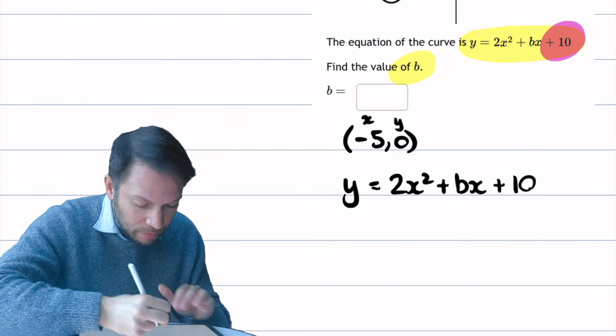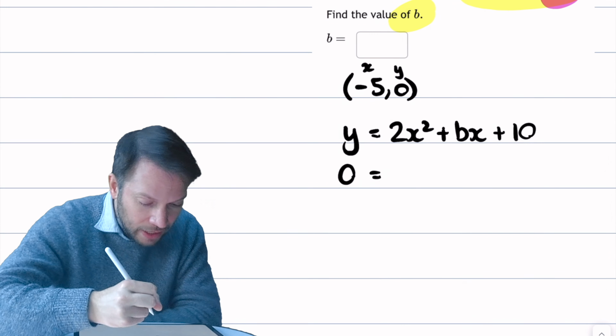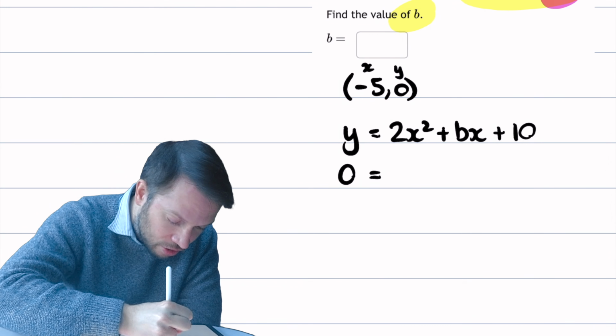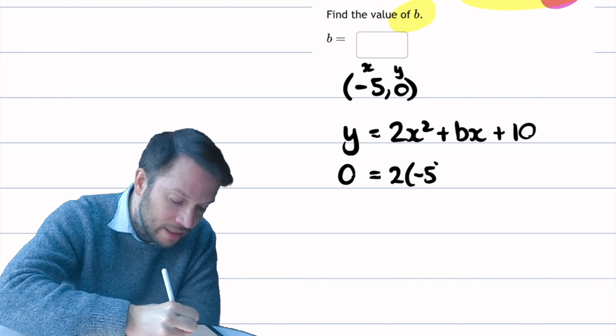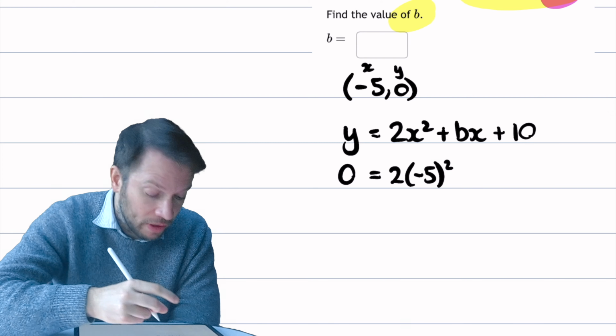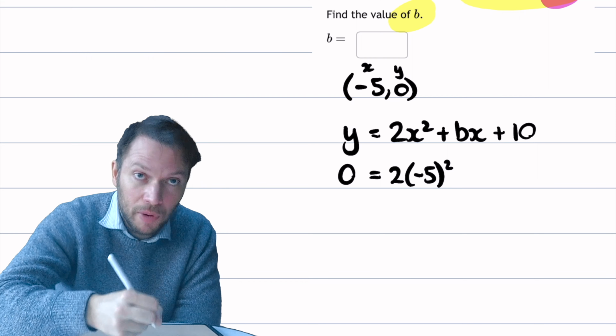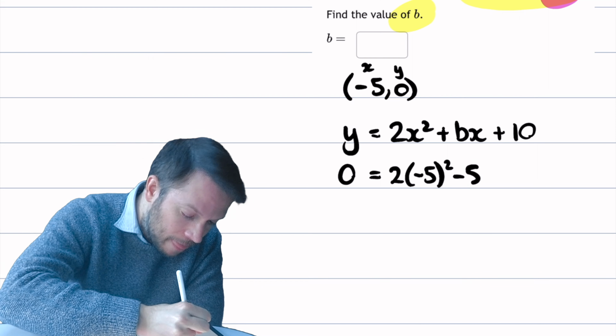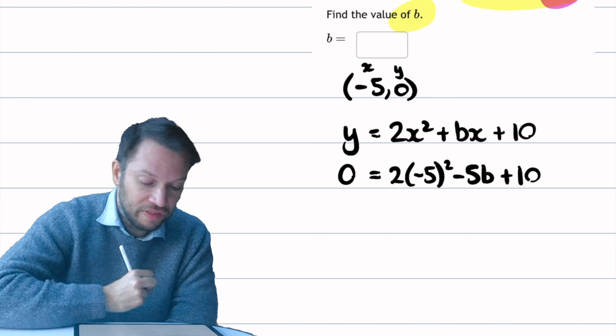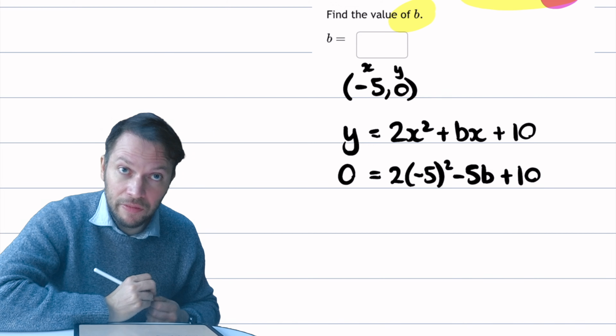So the y we said was 0. And then the x we said was -5. So it's 2 times (-5) squared. Whenever you have a negative number to a power, always put it in the brackets. Plus bx, so it's plus b times -5, which is -5b. And then plus that 10. So we substituted in the x is -5, the y is 0.